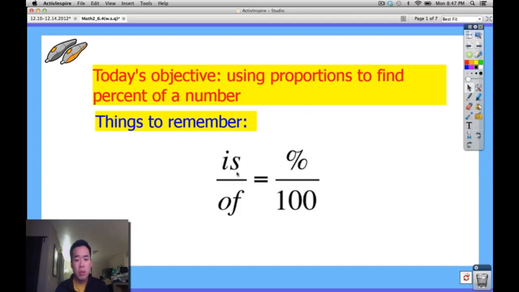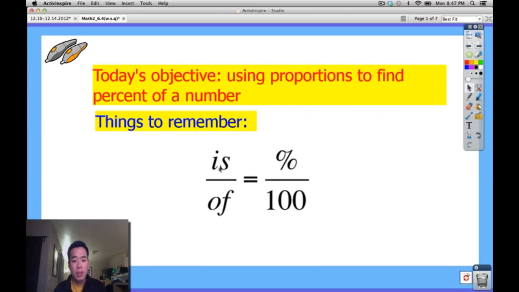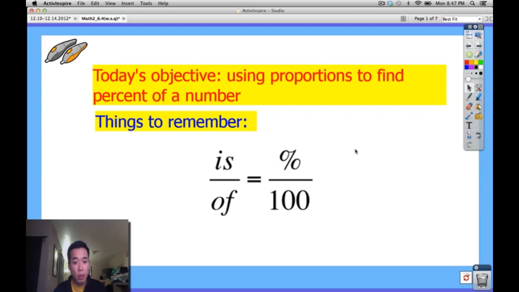For today, what I want you to remember is really this right here: is over of is equal to percent over 100. If you remember that setup, then finding a percent of a number is going to be pretty easy, and once you get the hang of it.